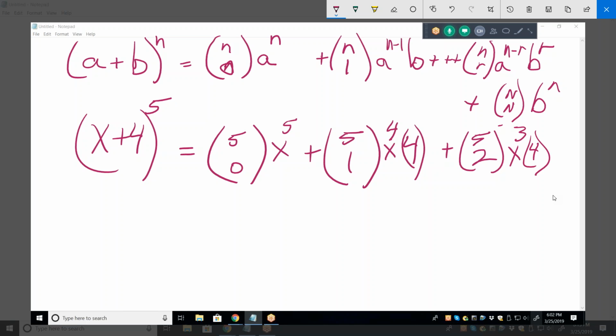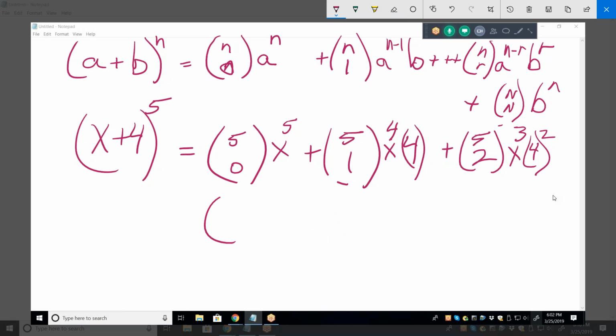The last one was 4 to the 1 power. This is going to be 4 squared. Keep going. And then 5 pick 5... 5 choose 3. In other words, we got to get all the terms. Hold on a second. There are actually 6 terms.